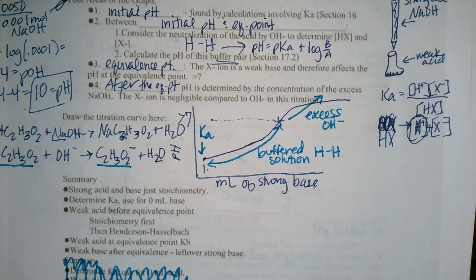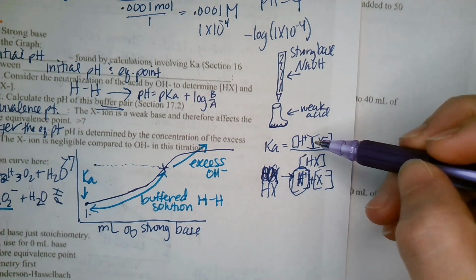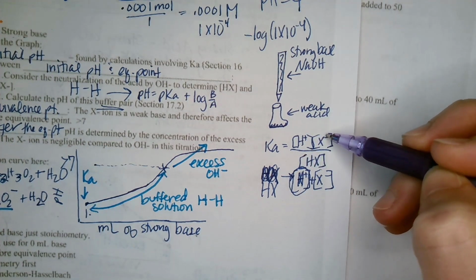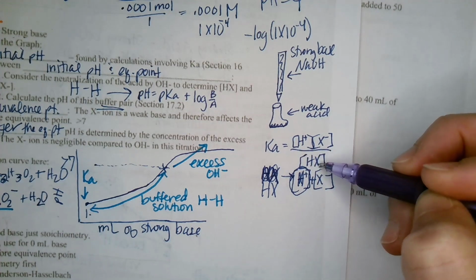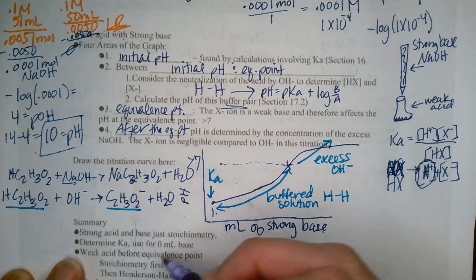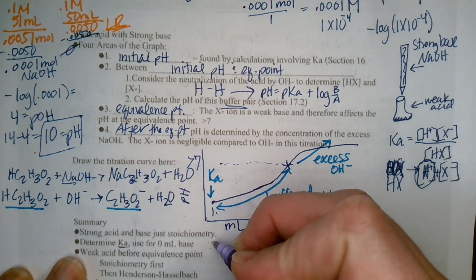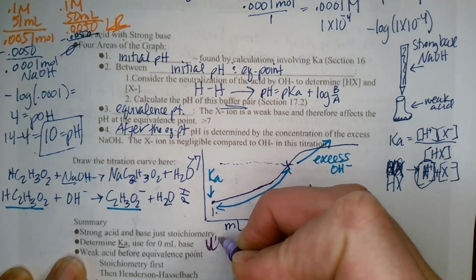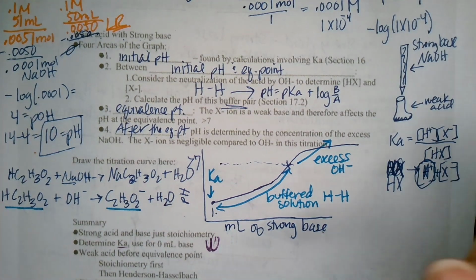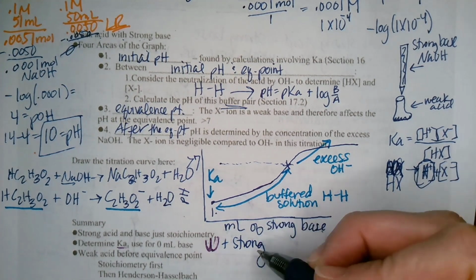To determine the Ka, we use 0 milliliters for the base, right? Because when we are looking at that, we're just looking at the weak acid. So just the x over x, or x times x, so x squared over the concentration of the weak acid is equal to the Ka. When we are looking at this and using Kas, that's when we have a weak plus a strong, whether it's a weak acid and a strong base, or a weak base and a strong acid.